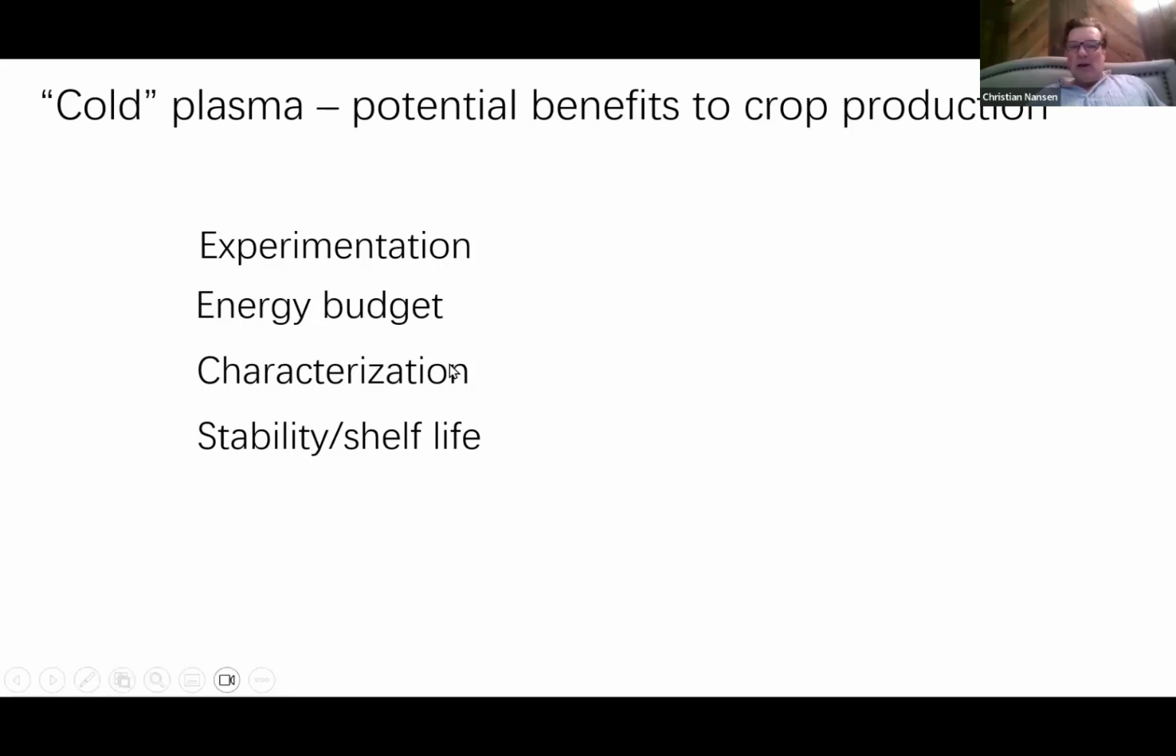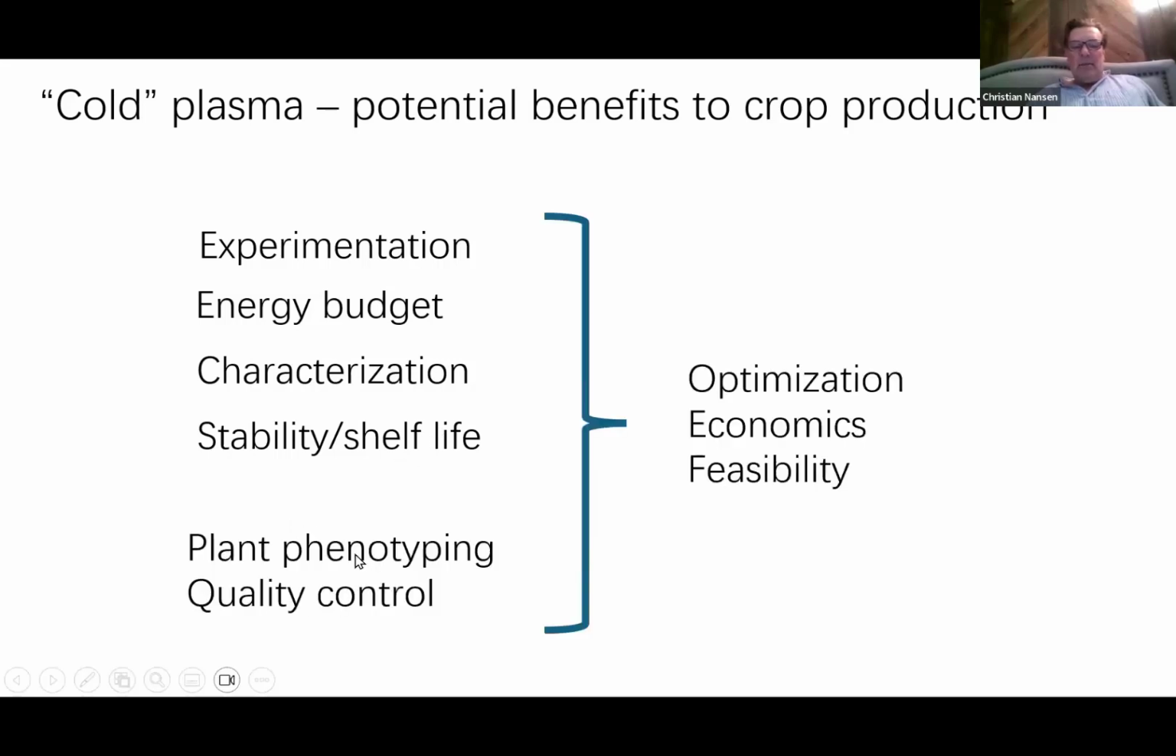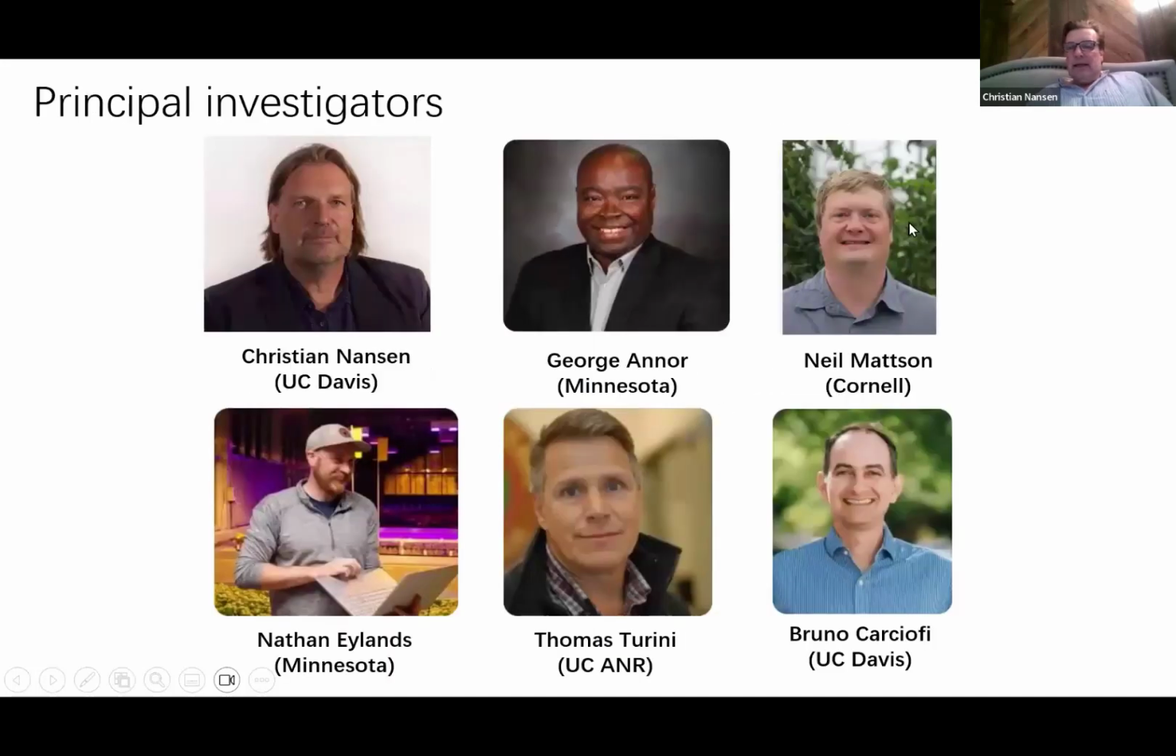So we have the diagnostics. We have all to make very detailed analysis of the characteristics of the water, and we're looking into the stability of it over time. And then we combine that with phenotyping and quality control to really optimize and look at the economics and feasibility. So that's really where we're going with this. And this is the team as it stands right now.